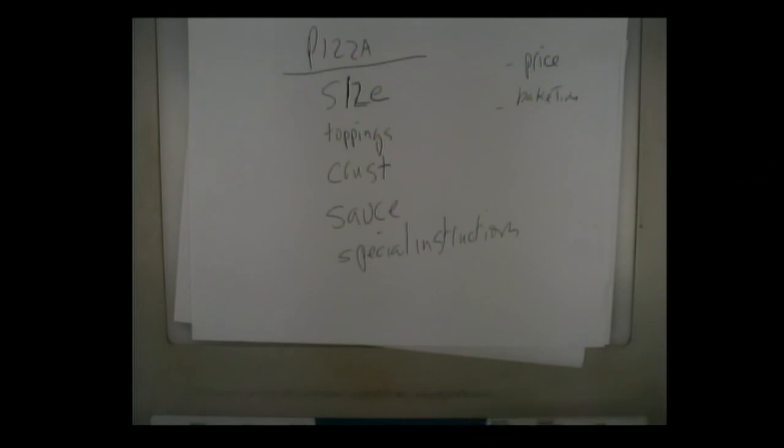So if we had code to calculate the price of a pizza in the pizza class, and we had code to calculate the price of the pizza in some other class, those two classes could get out of sync. All right? And therefore, if you have duplicate code, it could get out of sync. You can get bad, inaccurate results.